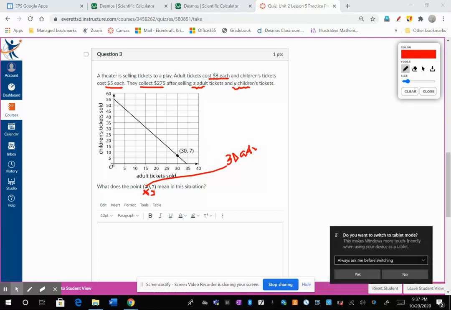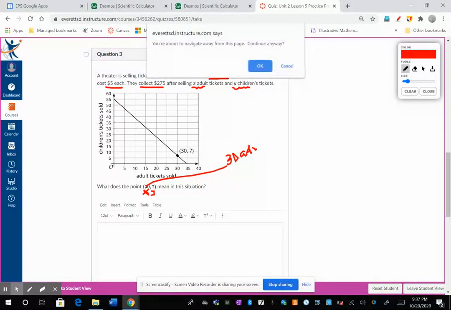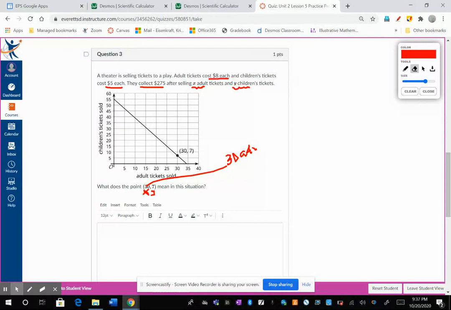Why are you acting so funny, Mr. Computer? Hold on. Let's see what's going on. You're just being difficult.